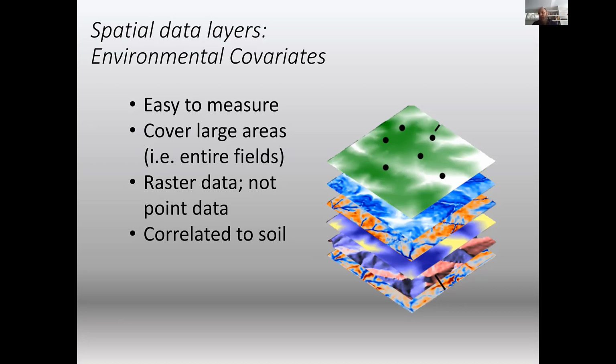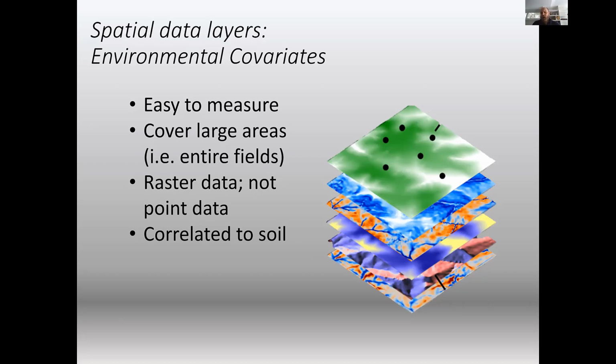And last, but certainly not least, we want to have some sort of idea that those environmental data are correlated to the soils we're interested in measuring, or the soil property of interest. There's plenty of raster data out there, but it's not all correlated to soil properties. So we want to make sure we're starting from that point.